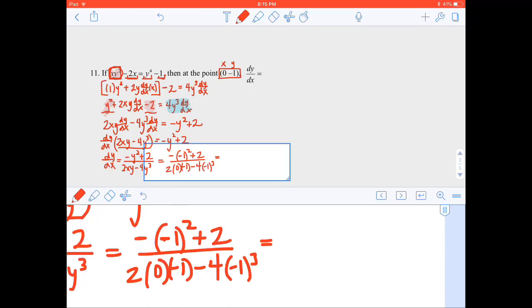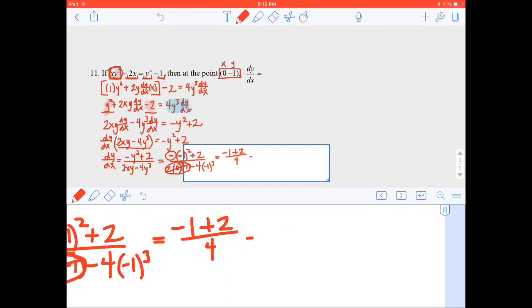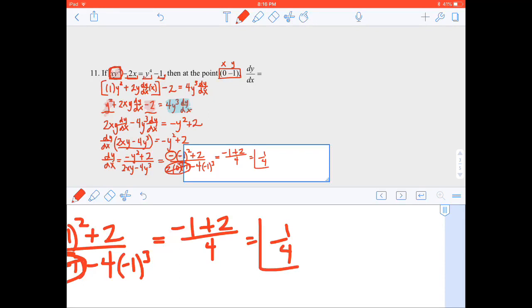So I have that -1 being squared is going to become a +1, but there's this minus here, so that's going to be -1 plus 2 all over, well, that's going to become 0, and this is going to become a +4. So -1 plus 2 is going to be 1 over 4. And that should be our solution there.